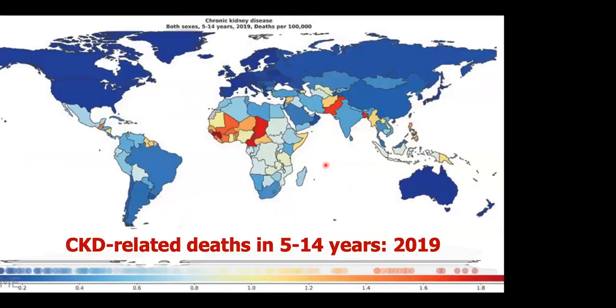If you look at CKD-related mortality in the age group between 5 to 14 years, which was recently reported in 2019, you can see that the sub-Saharan African countries have higher mortality. Maybe they have this high-risk variant called APOL1, which I'll be telling about in the further slides. The rest of the world has varied CKD-related deaths. Our country has roughly 0.6 to 0.8 deaths per 1 lakh population.